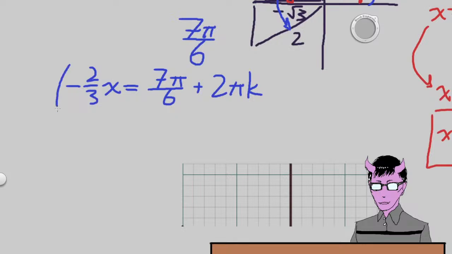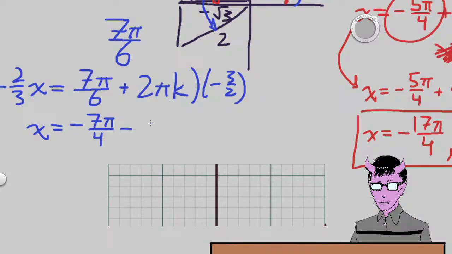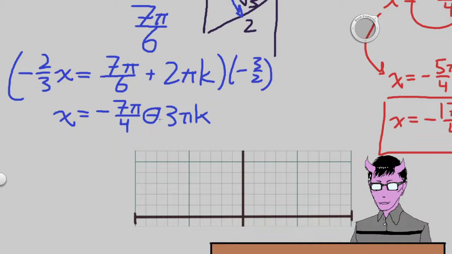So at this point, just algebraic manipulations. We're going to multiply both sides by negative 3 over 2. Thus, we solve for x, which is what we want. This one times this one gives us negative 7 pi over 4. And this one times this one gives us negative 3 pi k. Again, since k is just an integer, this negative is technically correct, but I like to keep it positive. It's the same thing.